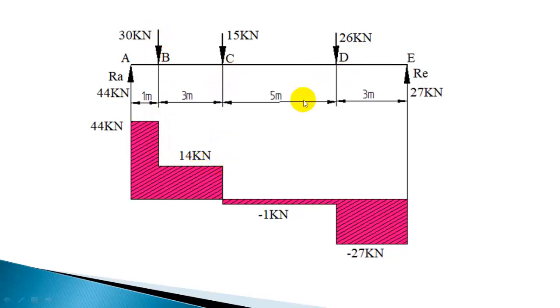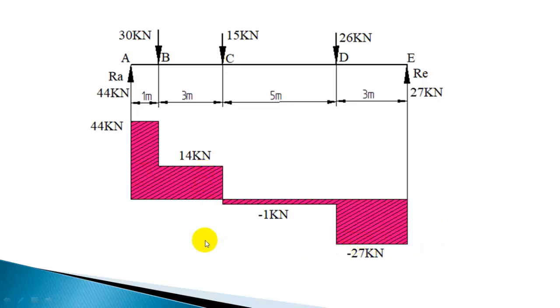And for the next section CD it is minus 1 kilonewton, so it is below the x-axis, and again it is dropping here because of this downward point load. Shear force is decreasing by 15, and here again in this section DE the shear force is minus 27 kilonewton, and from minus 1 it's dropping to minus 27 because of this point load. So 26 kilonewton is a point load acting downward, so it's dropping to minus 27. So this gives the shear force diagram.